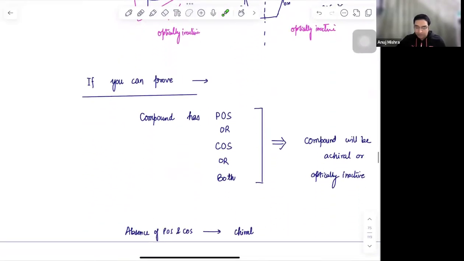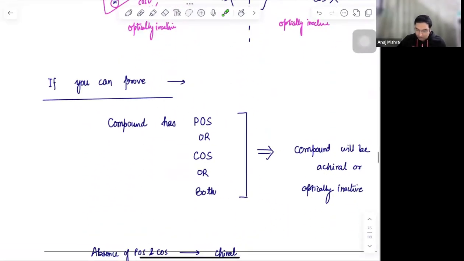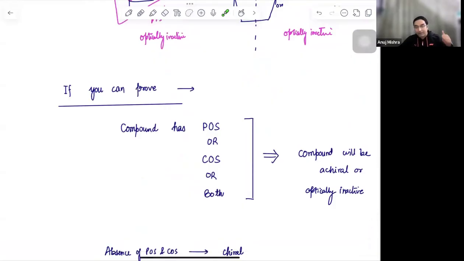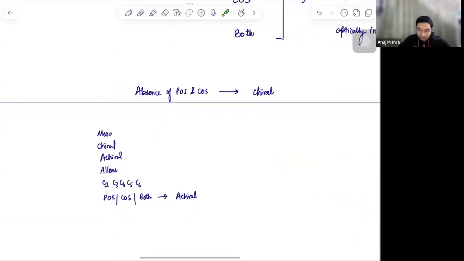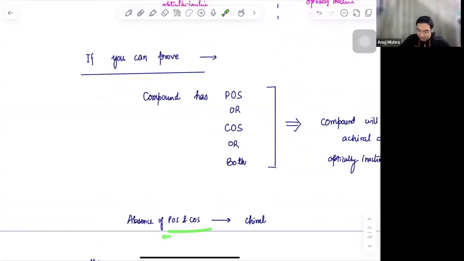optically inactive. So the simple theory is, if you can prove that the compound has a plane of symmetry or a center of symmetry or both, then the compound will be achiral or optically inactive. Or we can say absence of POS and COS is chiral.